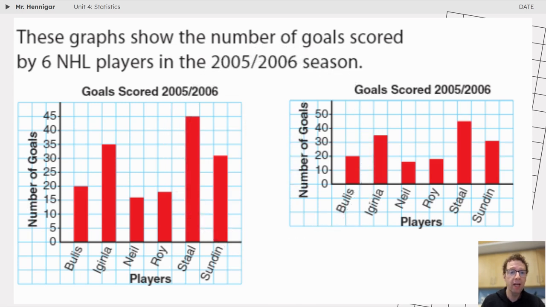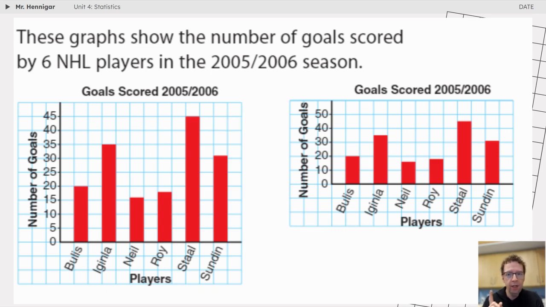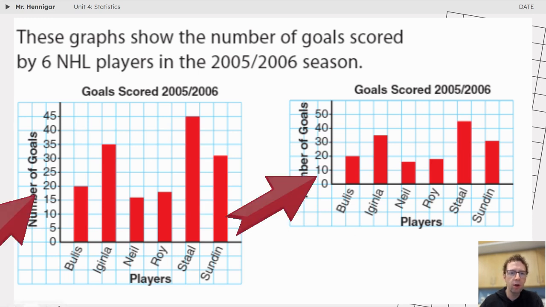All right, so you might have noticed that they have the same title at the top. They're both showing how many goals were scored in the year 2005, 2006 for these specific hockey players. They're also both showing the number of goals and the same people. What you might have also noticed is that the one and only thing that is different about these two graphs is what we call their scale, the numbers that go up and down that left side.